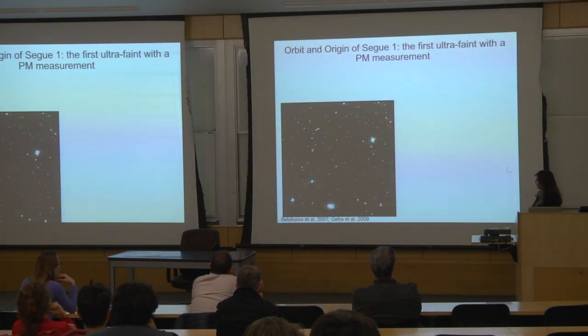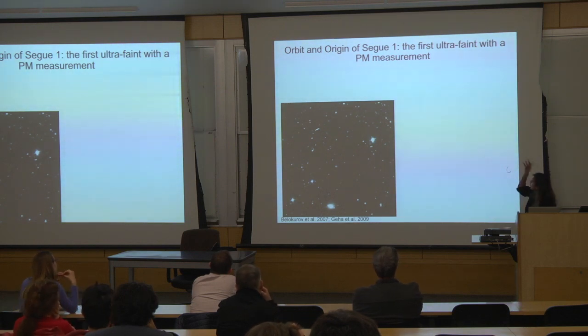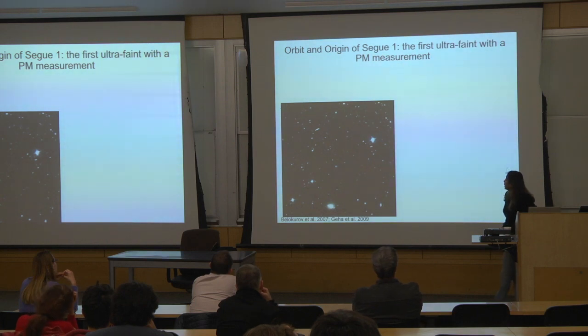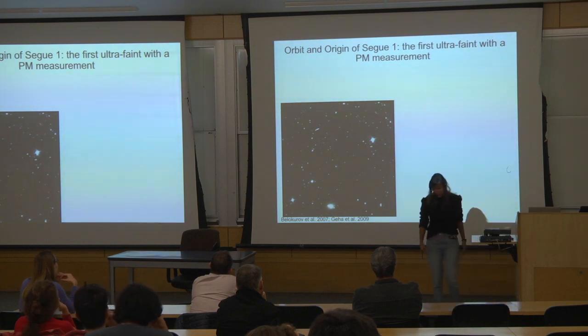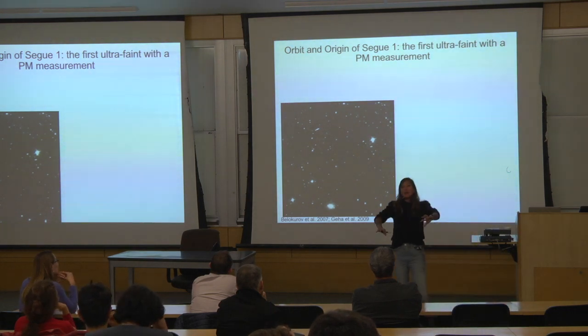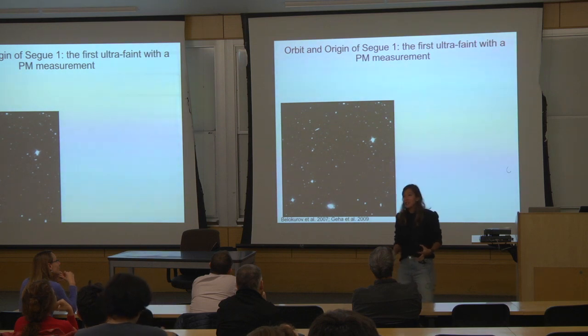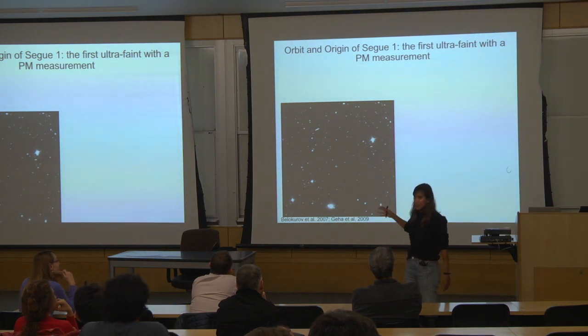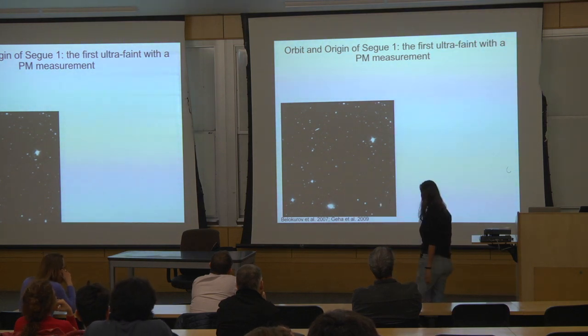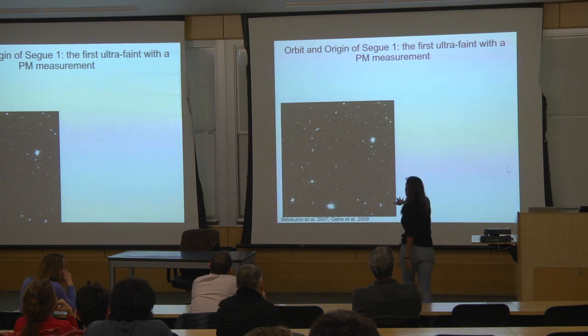I will just tell you in 1 minute about a final object known as Segue 1. This is the first measurement of a proper motion for an ultra-faint galaxy. We're starting to really probe the depths of the Milky Way halo to try to find dwarf galaxies because of this missing satellites problem. And this was actually the discovery image.